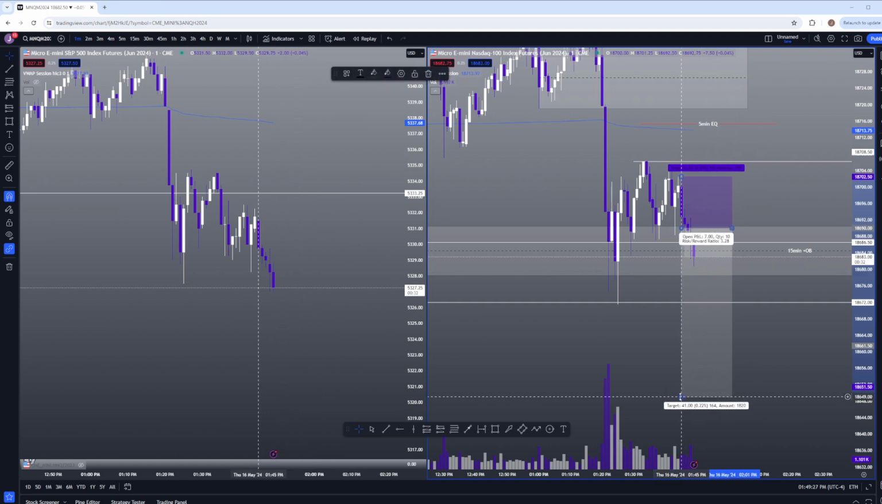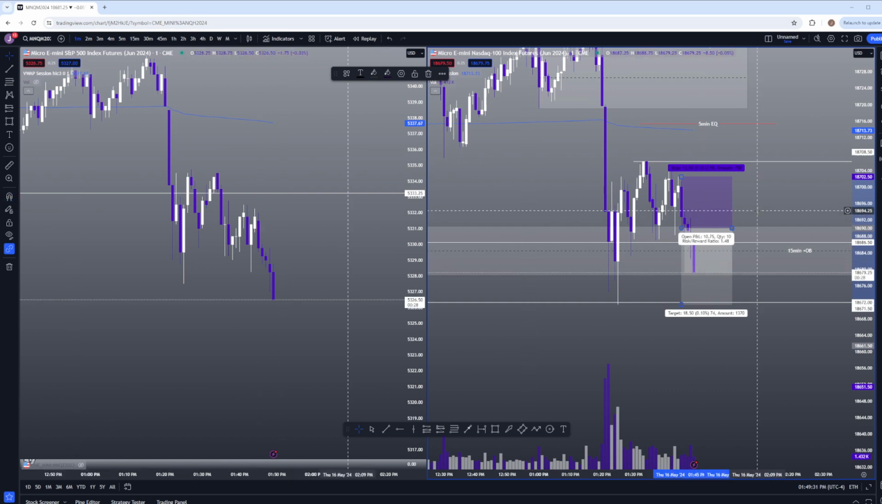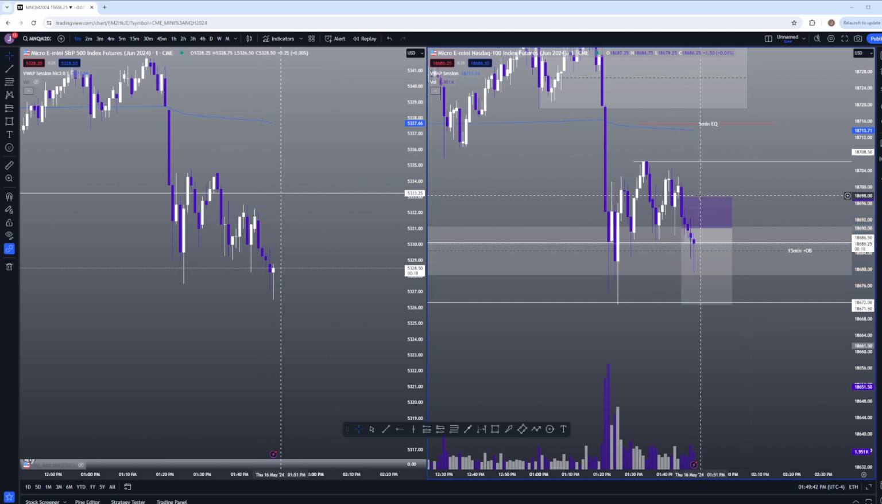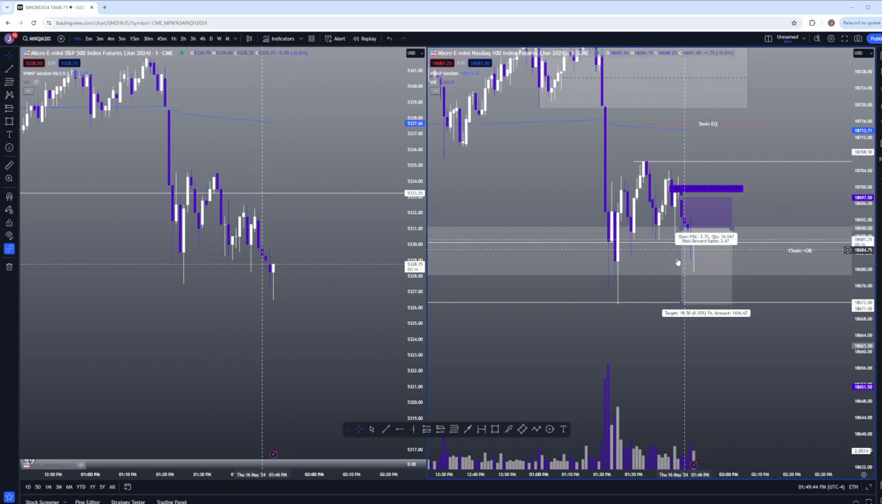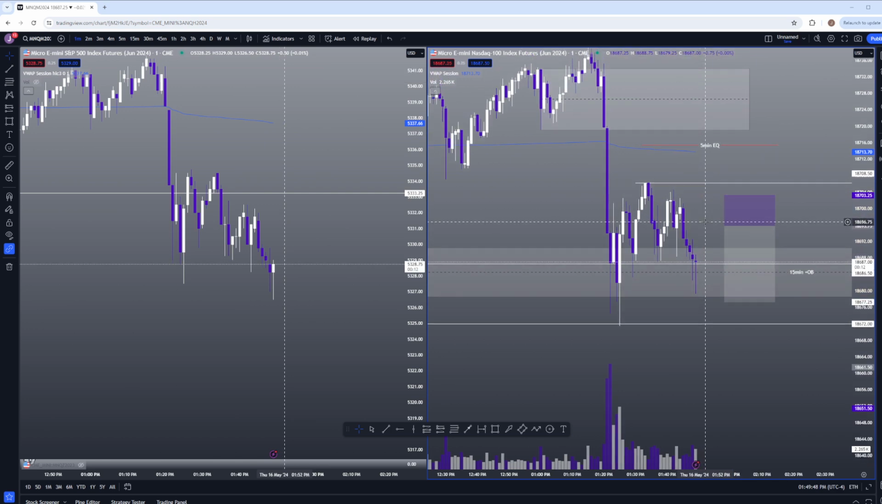Let's think about it. Let's say we did get an entry here. What's our risk to reward, guys? Our risk to reward is not good, unless you're going to keep maybe a 20 to 30 tick stop, you could do that. But I'm not really looking to catch this move down here.